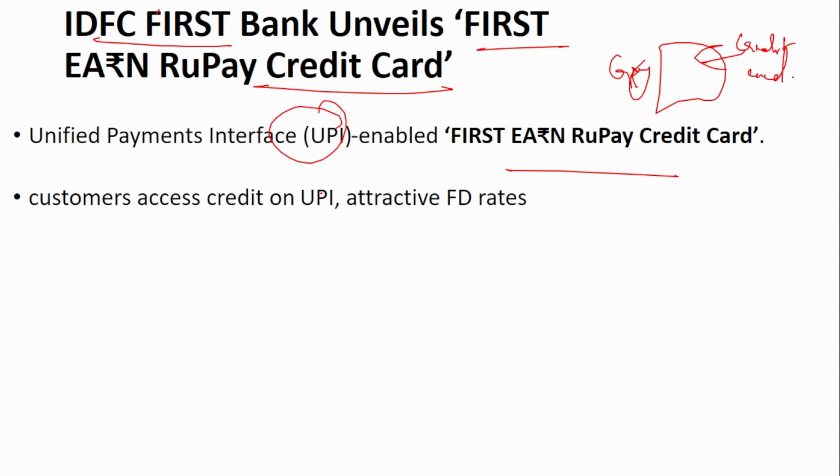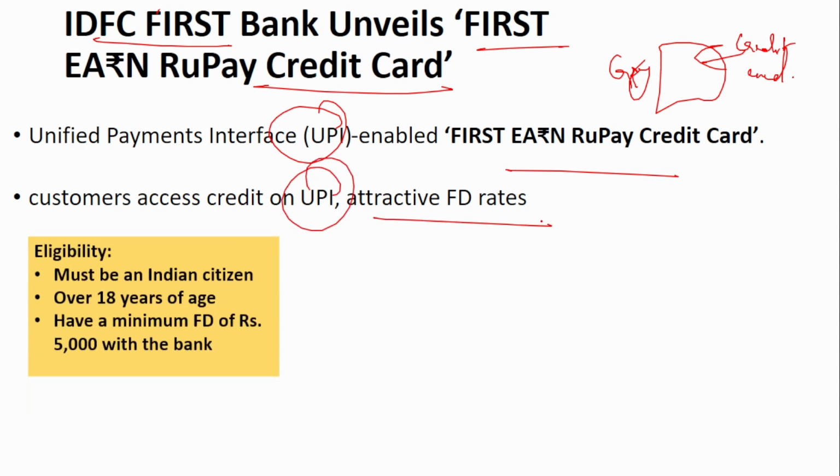Next is customer access to credit on UPI and attractive FD rates. So who can avail this credit card? He must be an Indian citizen, the age should be a minimum of 18, and they should have a minimum FD of 5,000 with the bank. Only then are they eligible to avail this RuPay credit card.